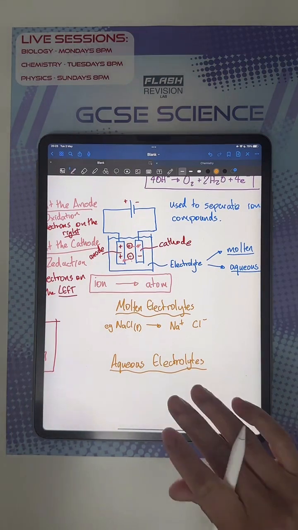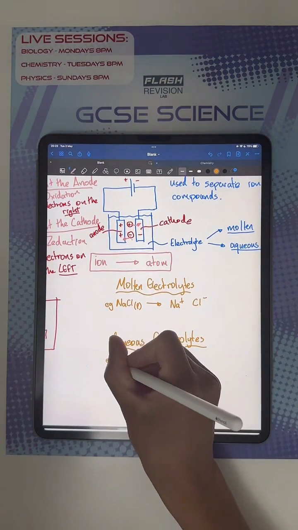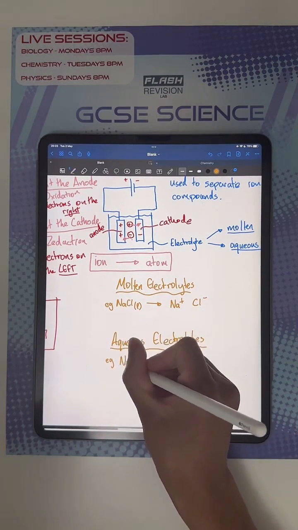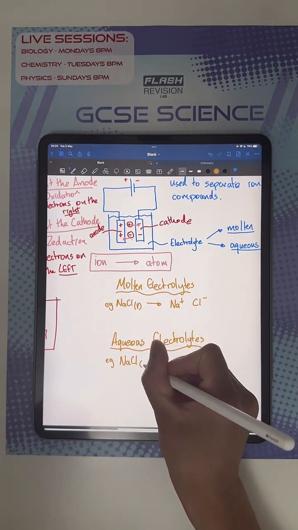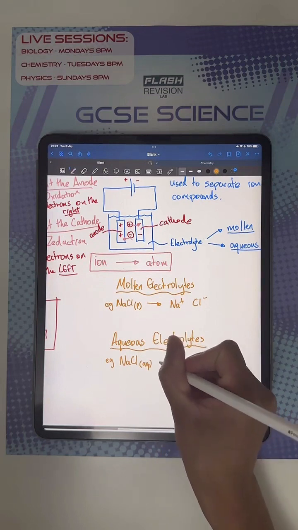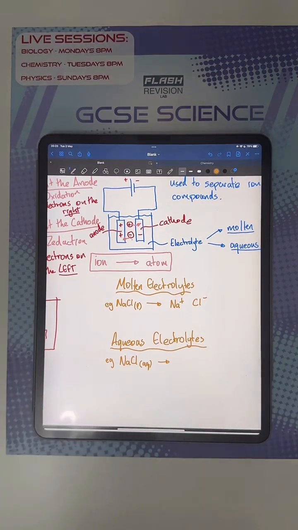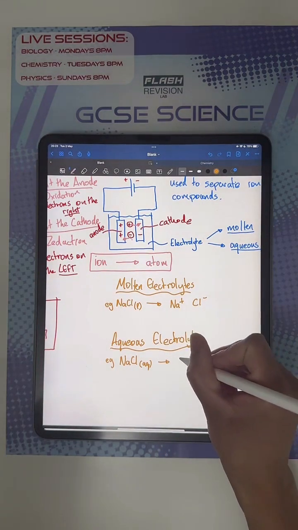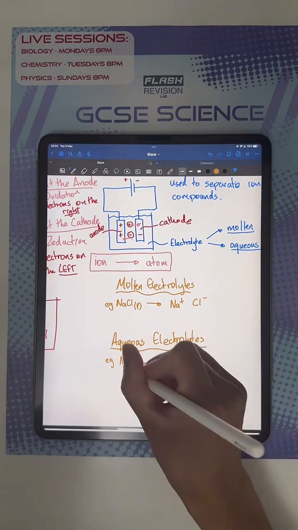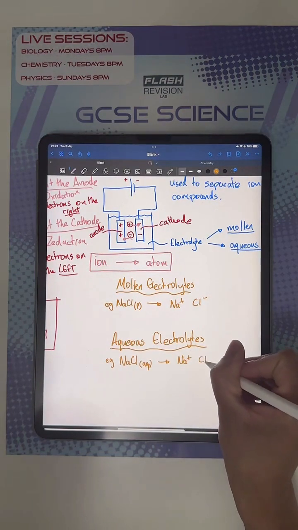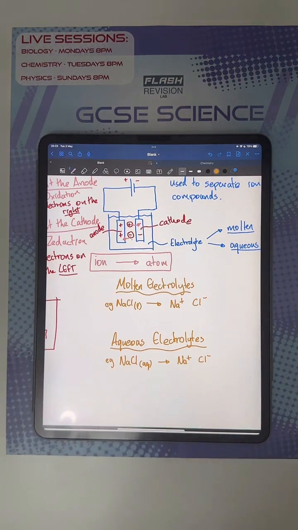If you have an aqueous electrolyte, so let's say we have sodium chloride, aqueous, you have additional ions. So you would have Na+ and Cl-, that's just splitting up, but you'll also have two more ions. Does anyone know what they are?